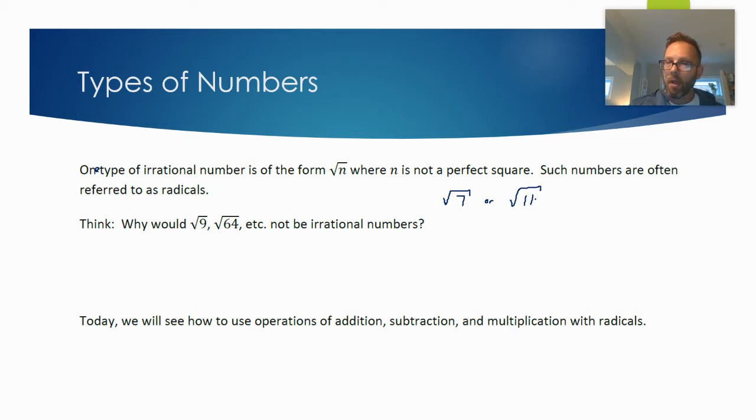Now, can you think for a second while I let my dog out? She's bugging me right now. Why would root 9 and root 64 be examples of things that are not irrational numbers? Have a little think on that.